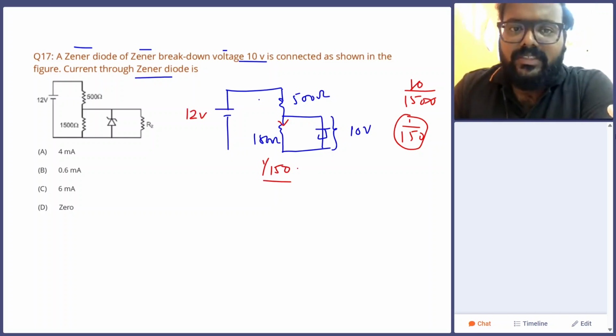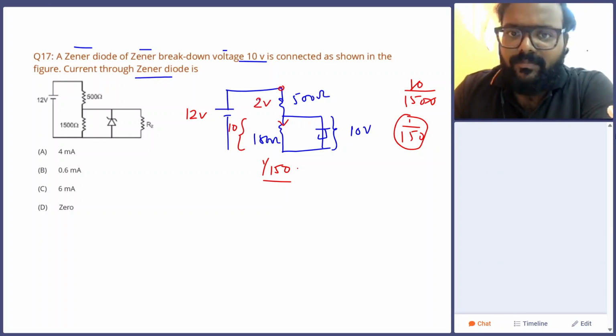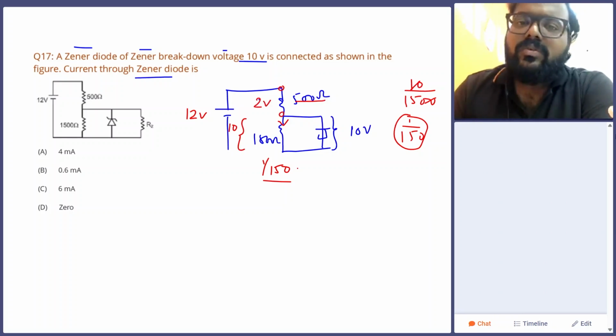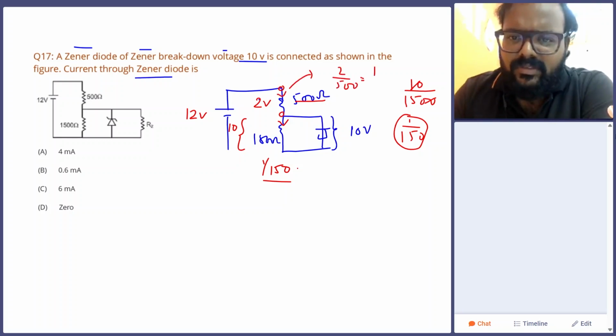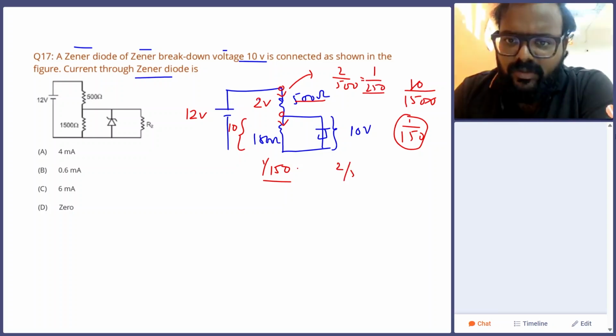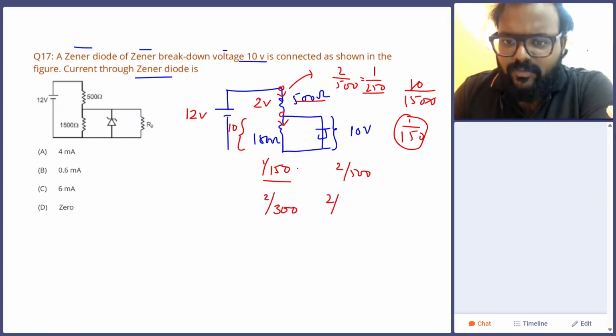Now let's go around like this. It's 12 volts. If 10 volts is dropping here, 2 volts should drop here. So the current in this stem would be 2 by 500, which is 1 by 250. Let's make this 2 by 300, and this is 2 by 500.